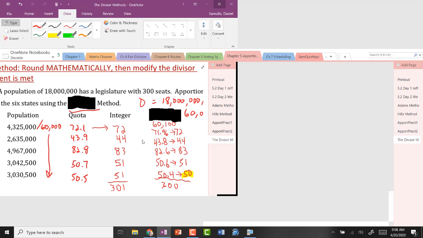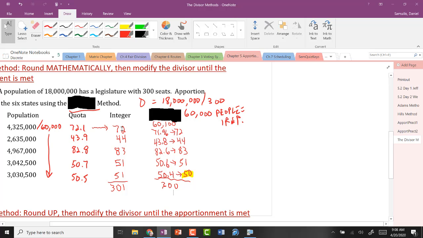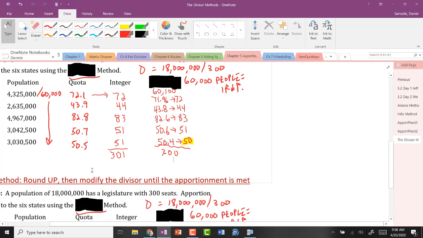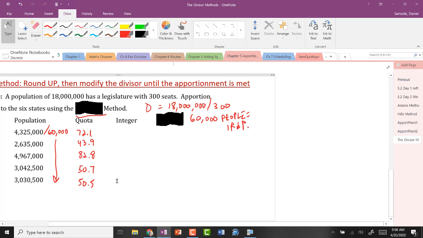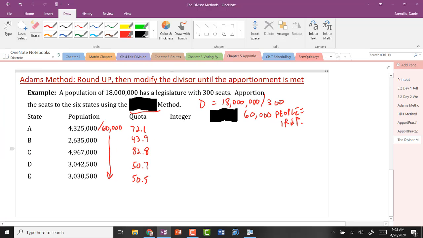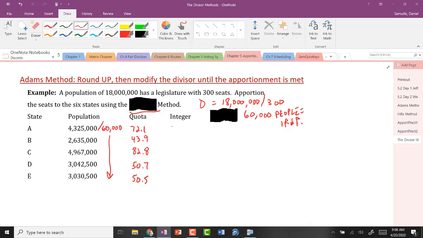All right, so Webster, you round mathematically, you modify the divisor. Last one, I know these are silly, but seriously, this is what these founding fathers came up with. This is absolutely 100% historically accurate. What Adams said is, wait, this is weird. Since you're rounded down, you're rounded mathematically, what's left is to round every number up.